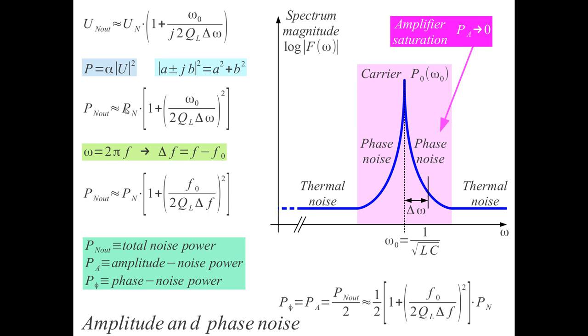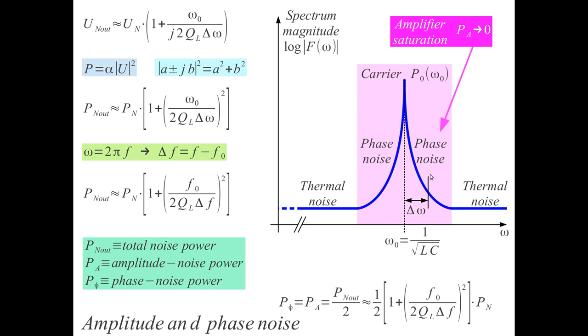Also, something convenient to do is going from omega, which is given in radians per second, from angular frequencies to conventional frequencies. We just cancel 2 pi both in the numerator and the denominator of our fraction, but it's much easier to work with regular frequencies rather than angular frequencies. Again, the fraction is the same, but now this noise power at the output is the total noise power, and this total noise power includes both amplitude noise power and phase noise power.